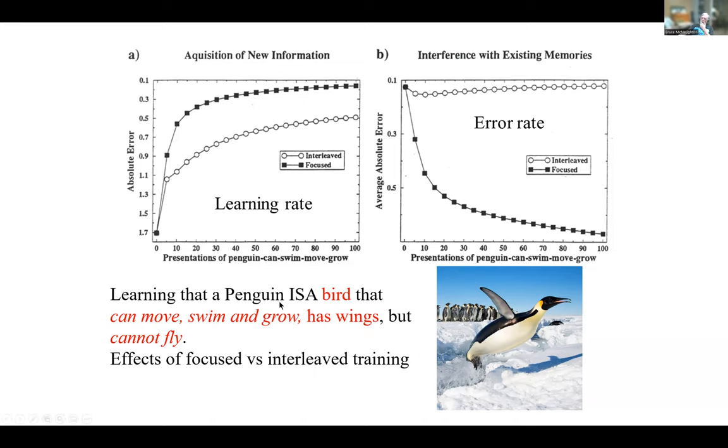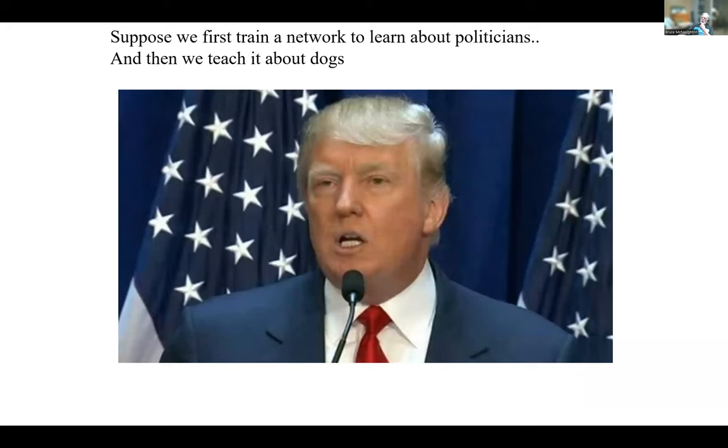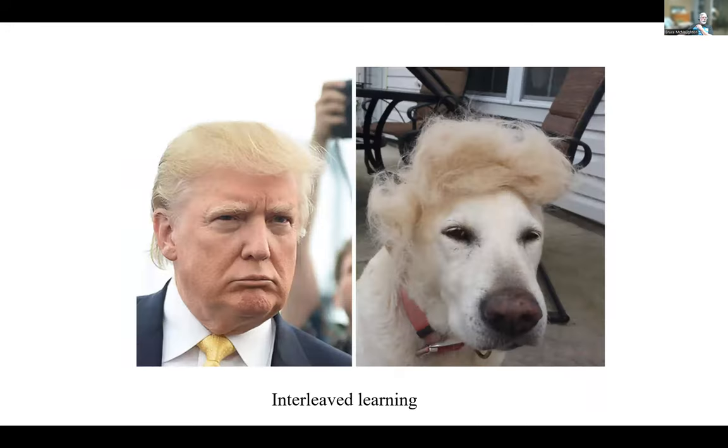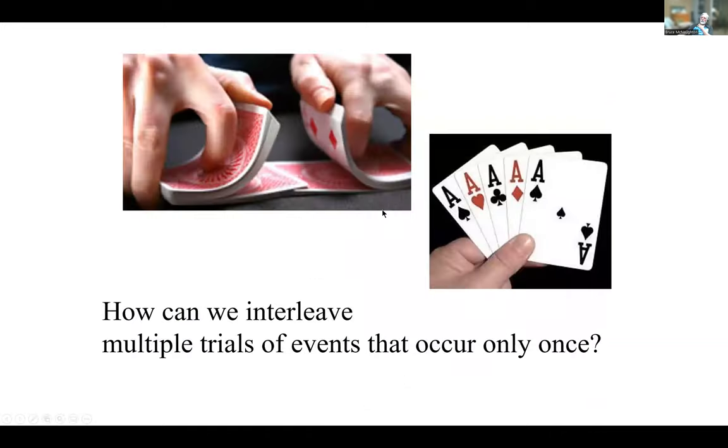Okay, well, just as an illustration, suppose we first train a network to learn about politicians, and then we say, okay, you've learned the politicians and now learn about dogs. Well, then you get some kind of interference. On the other hand, if you do interleaved learning, then you can separate the politicians from the dogs. How do we arrange to interleave multiple trials of events that occur only once? It takes many training trials making small adjustments to the weights.